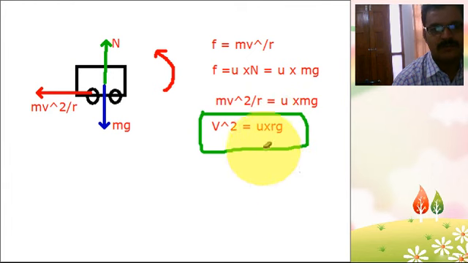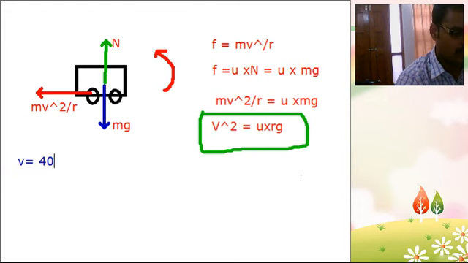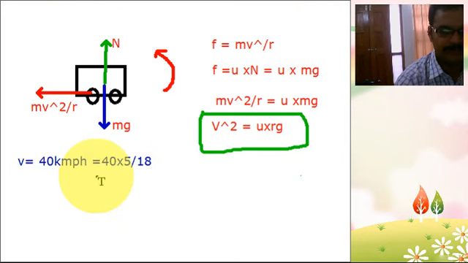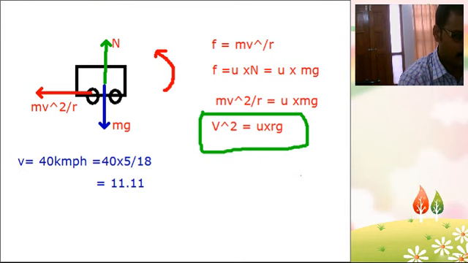R you need to find, that means you should know v, you should know the coefficient of static friction, and you should know g. And the speed we know, which is 40 km/h. So v equals 40 km/h, but you need to convert it into meters per second. So you need to multiply by 5 by 18, which, if you simplify, you will get the answer 11.11 meters per second, that is the speed.